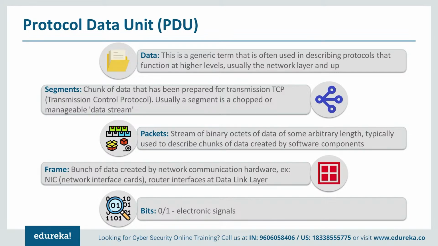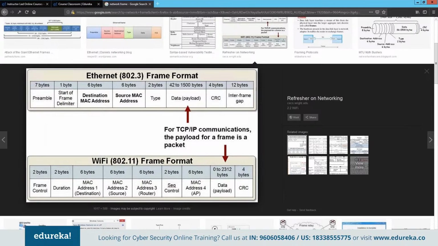Second one is frames. A frame is on layer 2, the data link layer. It's a bunch of data created by network communication hardware, so the NIC card or router interface creates a set of information. This is how a frame looks like. It's the 802.3 frame format, and the 802.11 frame format. The frame will have the destination MAC address to where the information has to go, and also who the sender is, and the MAC address of the router or access point.